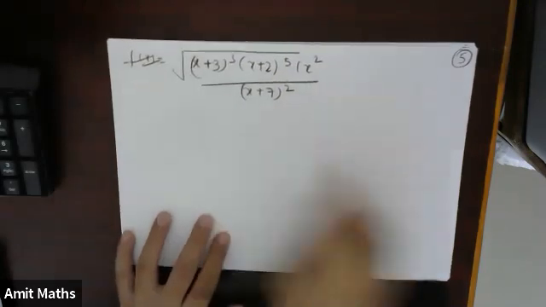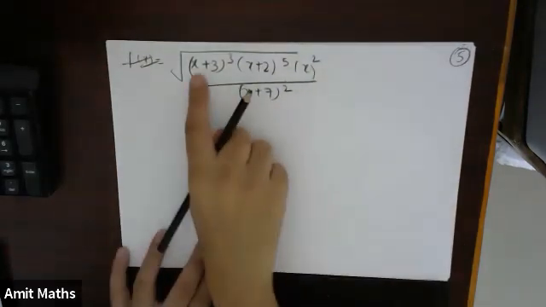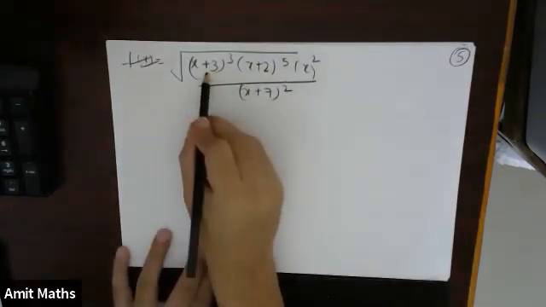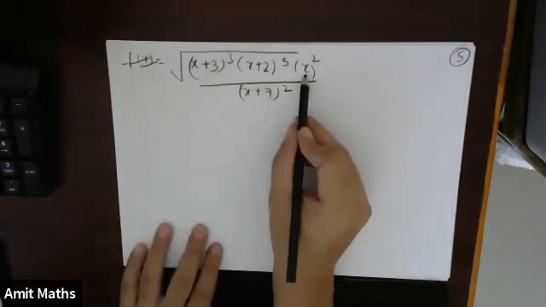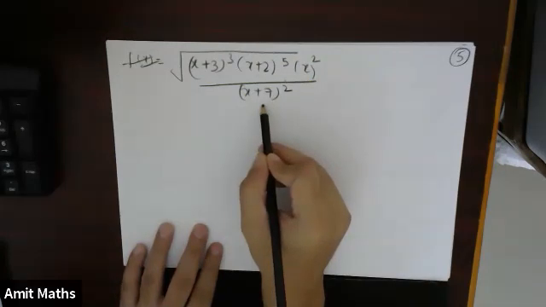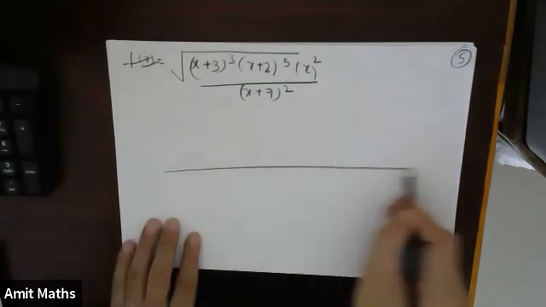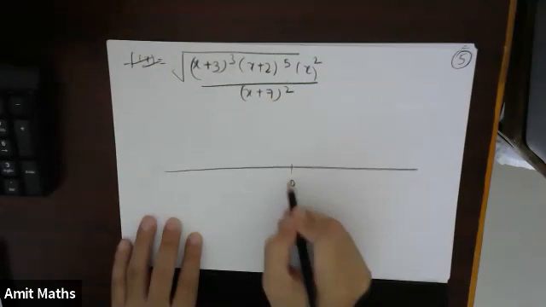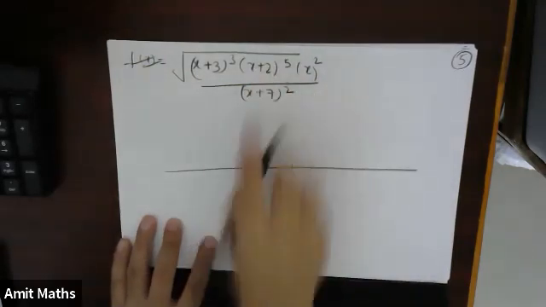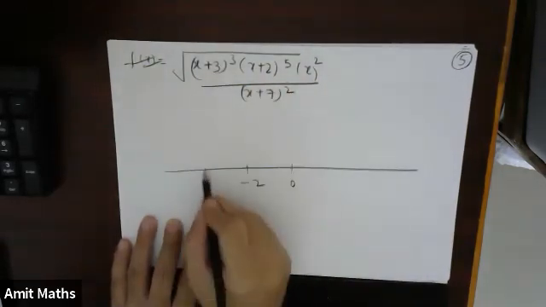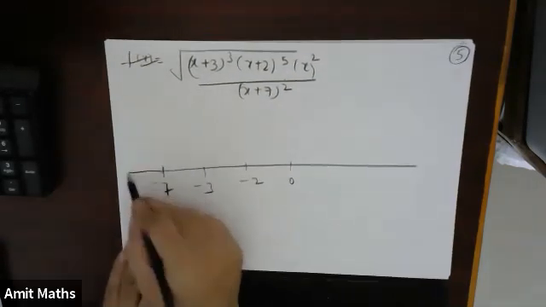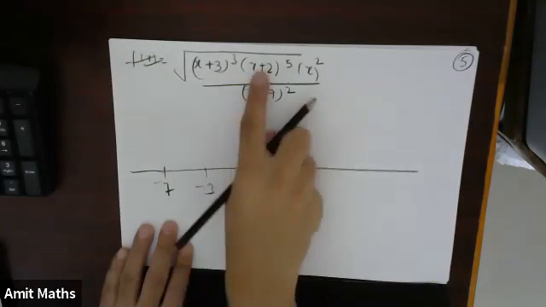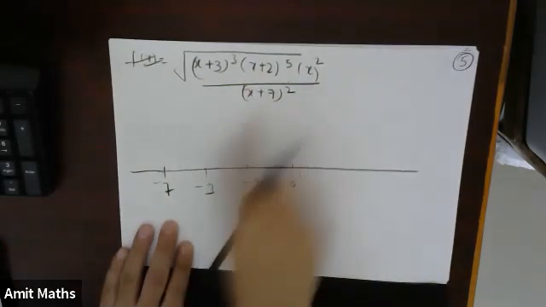Okay, so for this one, I'll check the critical points. For this one, the critical point will be minus 3. For this one, the critical point will be minus 2. For this one, the critical point will be 0. For this one, the critical point will be minus 7. I will plot. So I have 0, I have minus 2, I have minus 3, and I have minus 7. So in ascending order, I have already drawn minus 7, minus 3, minus 2, and 0.